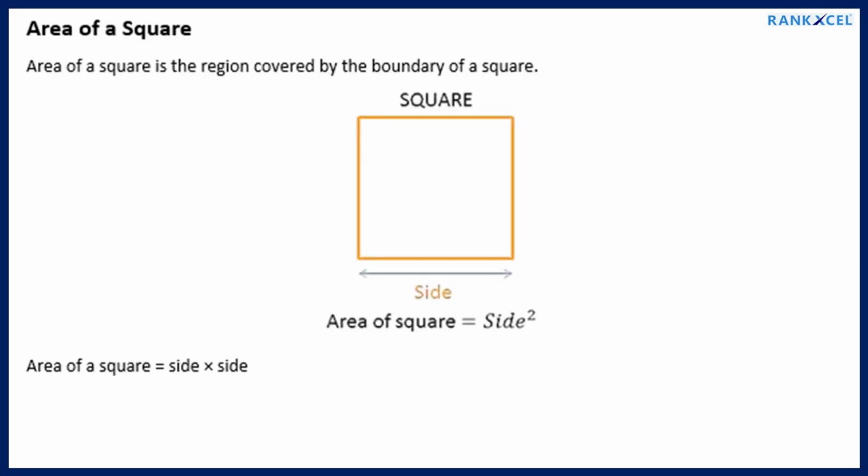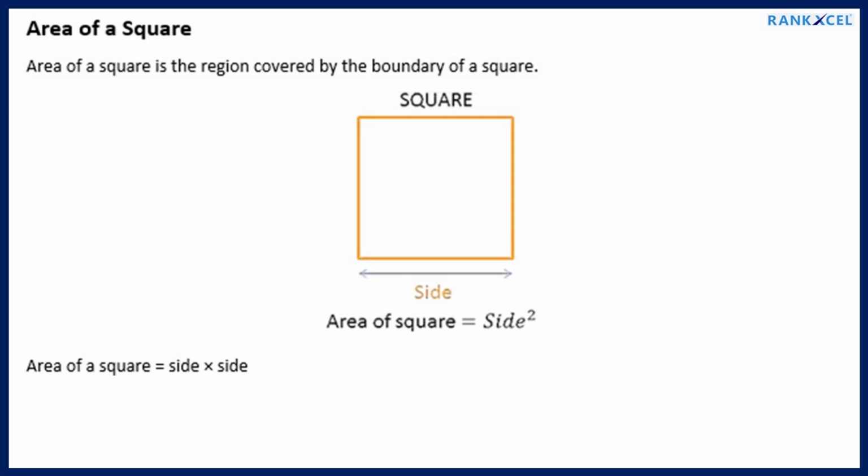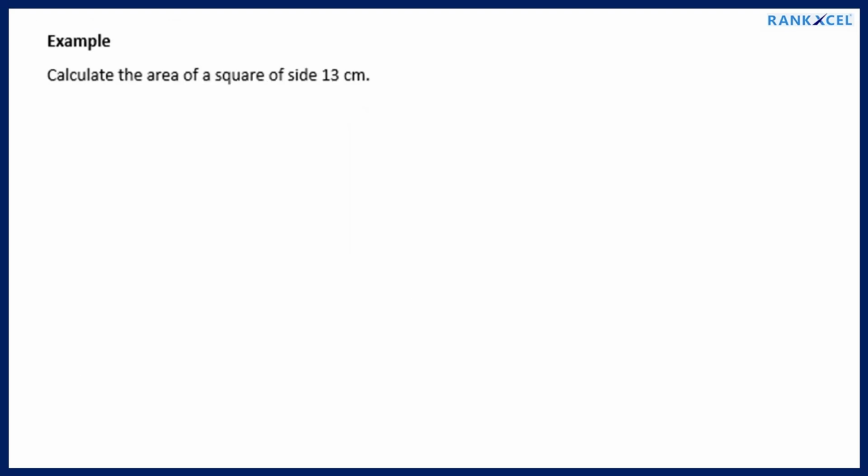Area of a square. Area of a square is the region covered by the boundary of a square. Area of a square equals side times side. Example: calculate the area of a square of side 13 centimeters. Solution: area of a square equals side times side equals 13 times 13 equals 169 square centimeters.